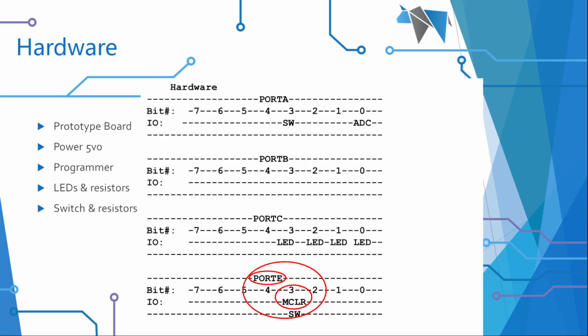So this is my hardware diagram. Few circles there. It is not a Venn diagram. I'm just showing you that on port E, on E3, I've got this master clear with a switch. I'll show you that now. Let me show you the hardware.